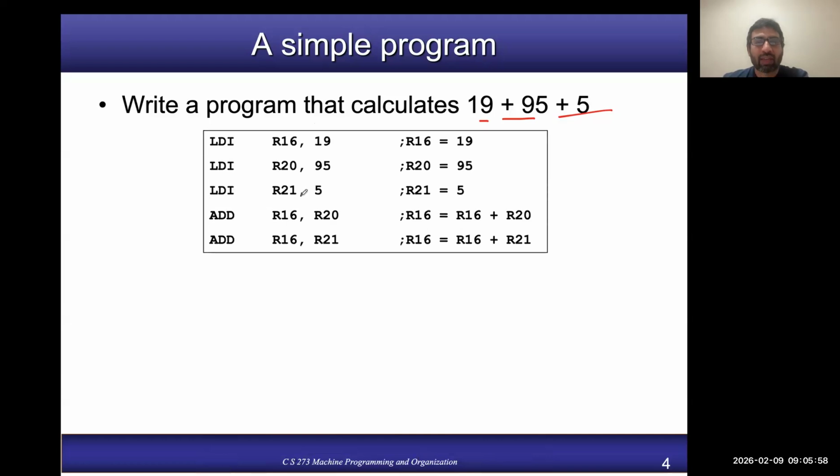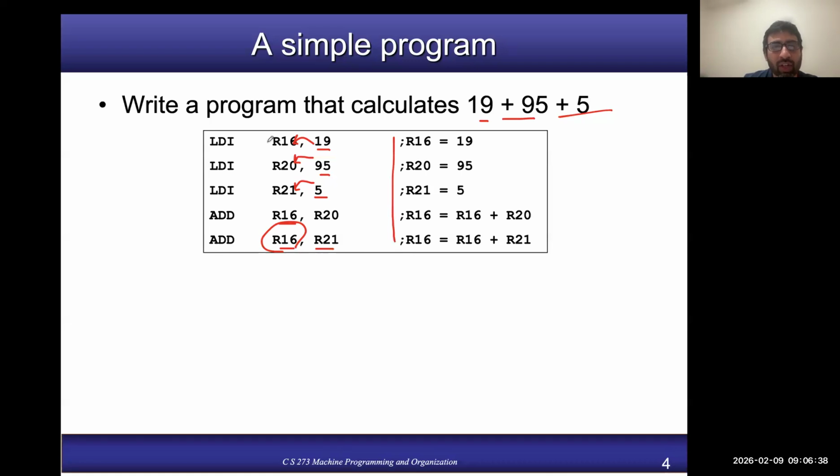Okay, so here is the example. This is how we can do it. You can put 19 in one register, 95 in another register, 5 in another register, and then sum them all together. I'm putting 19 in R16, 95 in R20, and 5 in R21. Now add R20 and R16. R20 is 95, R16 is 19, so we get the sum of 19 plus 95 in R16. And then we add R16 with R21, so we get the result of 19 plus 95 plus 5 in R16. This is also clear from these comments.